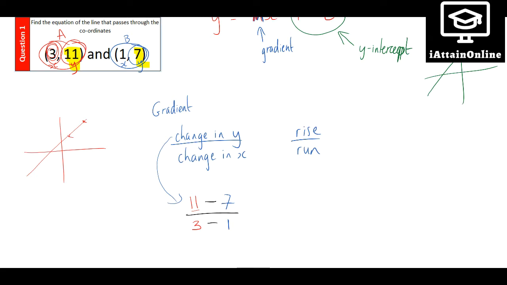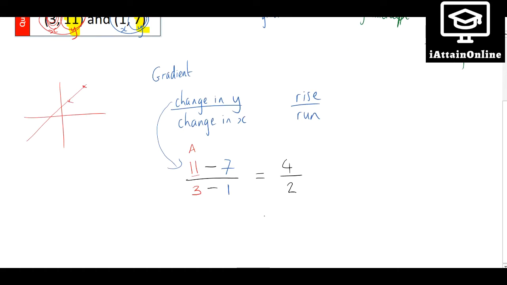So the numbers we've started with for both the numerator and the denominator here have been the values of x and y from coordinate A. So you can't do 11 take away 7 on the numerator and then 1 take away 3 on the denominator. That bit is really important. So 11 take away 7 gives you 4. 3 take away 1 gives you 2, which tells me that the gradient here is 2.